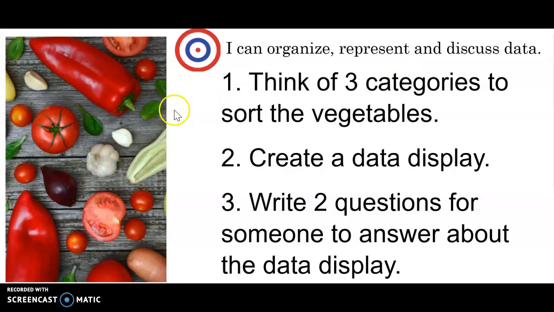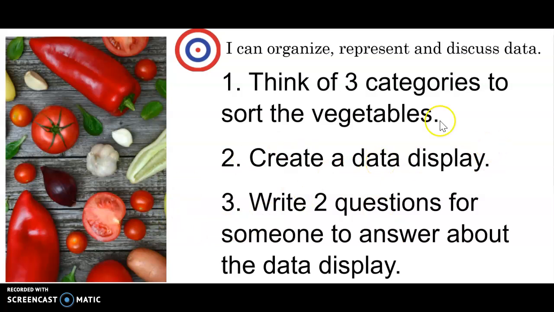So I want you to take a look at this picture over here today, and I want you to think of 3 categories to sort these vegetables. They can be any category you come up with. Then I want you to create a data display on a piece of paper, and then I want you to write 2 questions for someone to answer about the data display. And if you want, you can email or text your teacher to show them what you have come up with.